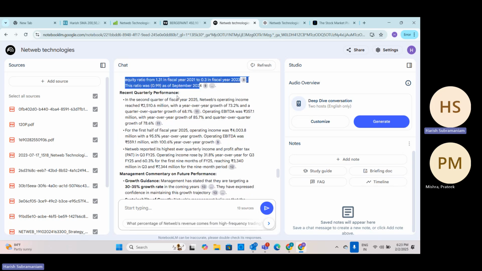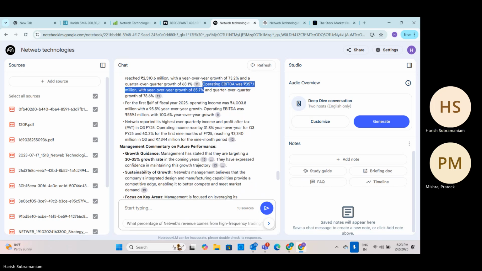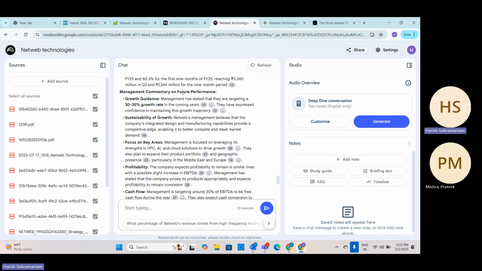Then again, recent quarterly performance, right? Year-on-year growth of 73%, quarter-on-quarter growth of 68%, operating EBITDA year-on-year 85% growth. And then we can see even here for the first half year, it's done well. Then what is management saying? Management has stated they are targeting a 30 to 35% growth rate in the coming year, and they are very confident of doing this.